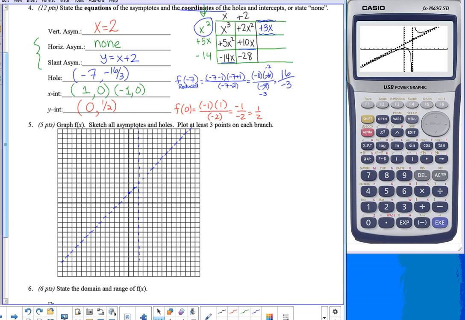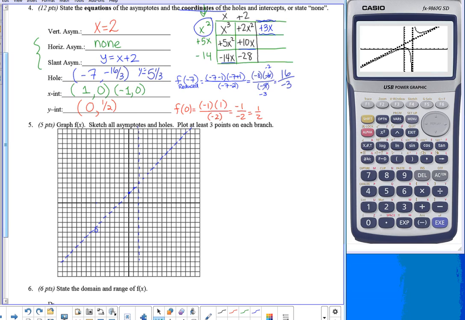Y was negative 16 thirds, which I would rather think of as a fraction. As a fraction, negative 16 thirds, 3 goes into 16 5 times, and I'd still have 1 left over. So my y value is negative 5 1/3. So 1, 2, 3, 4, 5 1/3 down is going to put my hole right there.